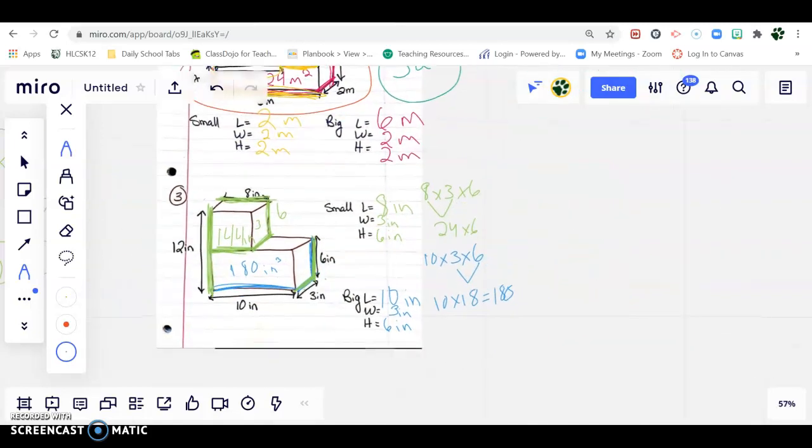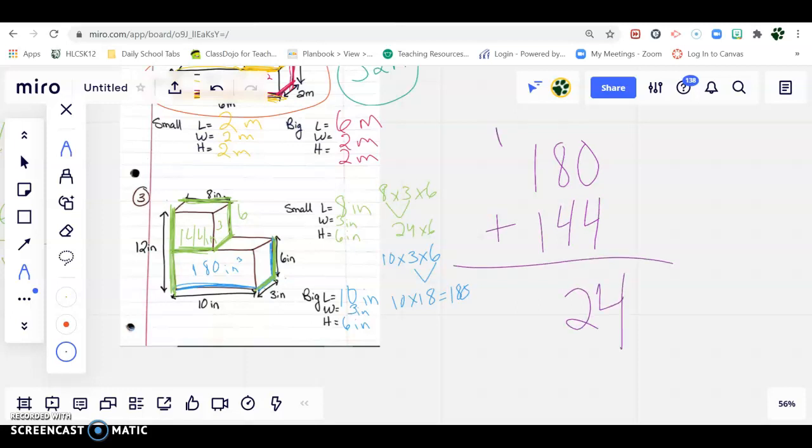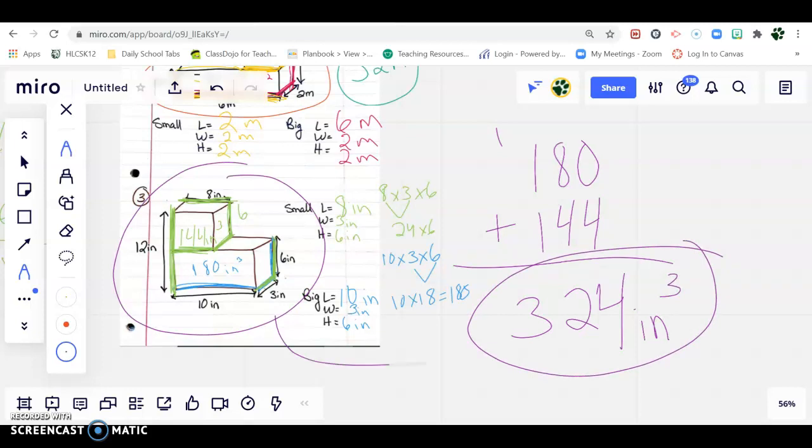Now I've got to add up my 2 volumes together. So my 2 volumes are going to be 180 plus 144. If I add those up, I'm going to get 4. 8 plus 4 is 12. Carry the 1. My final volume is 324 inches cubed. That is the volume of this irregular shaped prism.